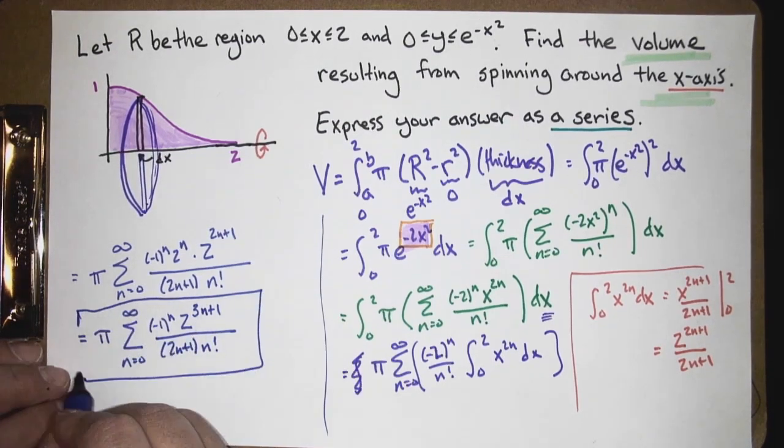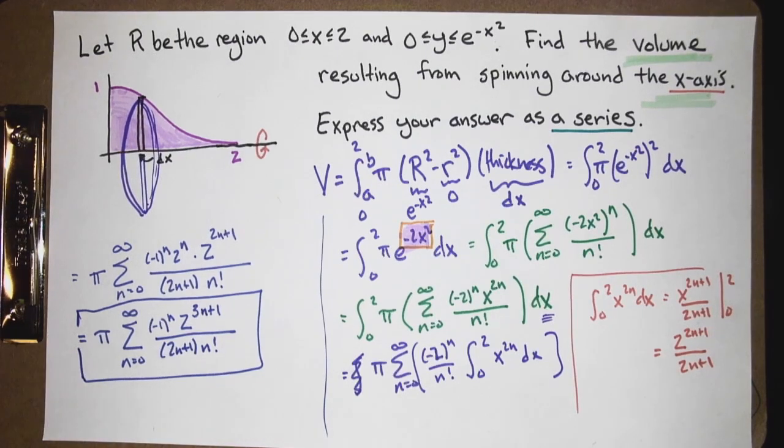And there we go. That is a series. The value of that, it's a number, right? Because there's no x, there's no variable. So once you find that number, that is the volume. And so we found the answer of the volume, and we wrote it as a series.